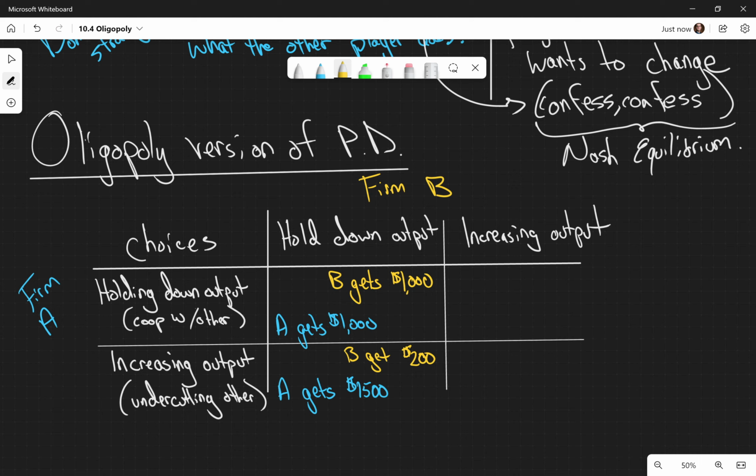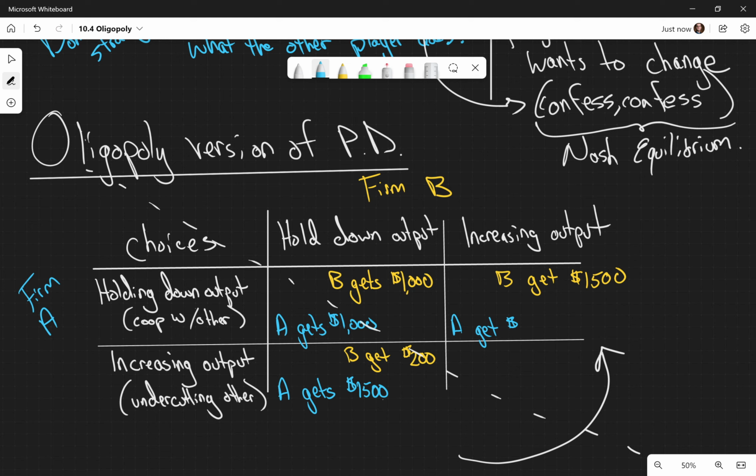One of the things that a lot of you may notice is that it mirrors itself along this diagonal. So what that means is that when A increases output and B holds down output, A gets 1,500. If the shoes are on the other foot and B increases output but firm A holds down the output, well, then B now is going to get the 1,500 and A is going to get 200. And then lastly, if they both decide to increase output, then A is going to get $400 and B is going to get $400.